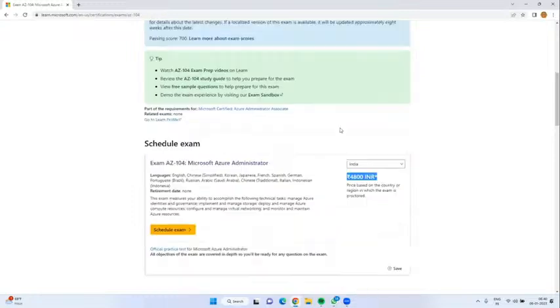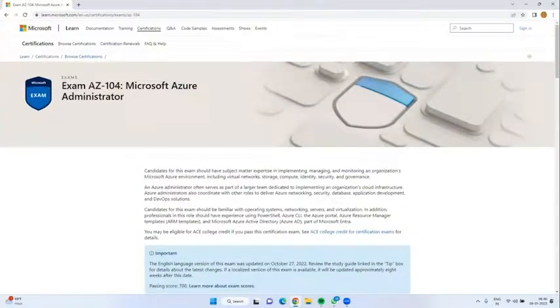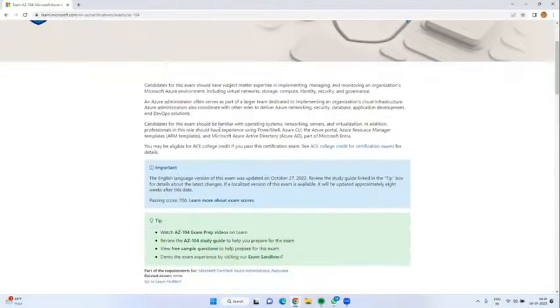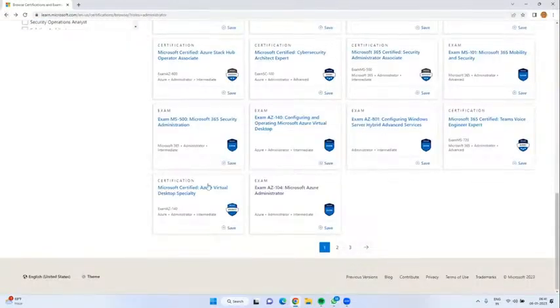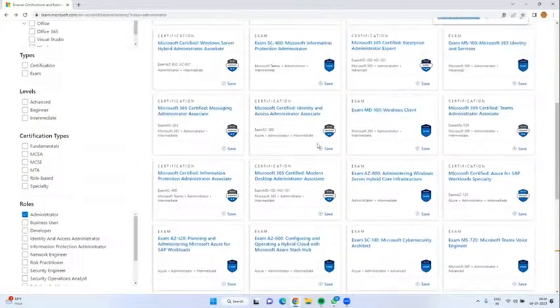This is about Microsoft Azure administration. Next, go back. Again, I am looking for AZ400. Just type 400. This is Microsoft Azure DevOps.